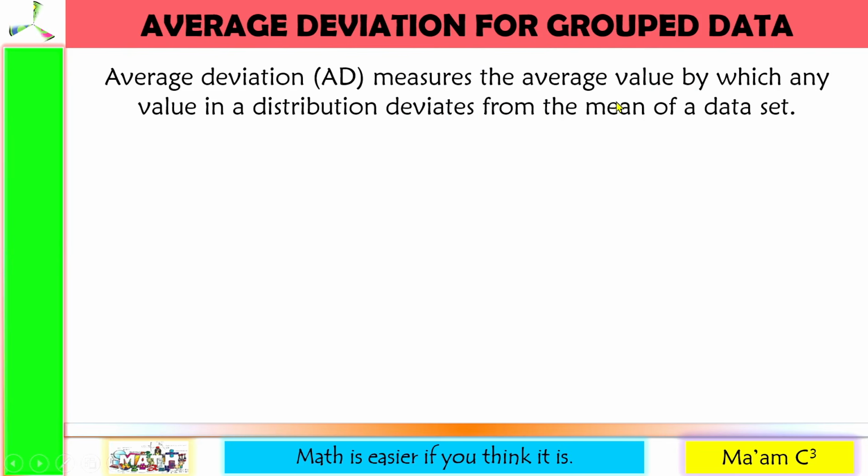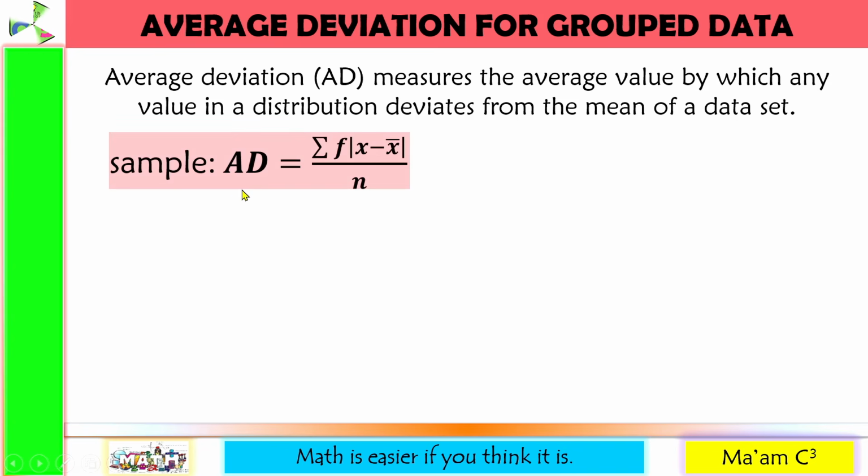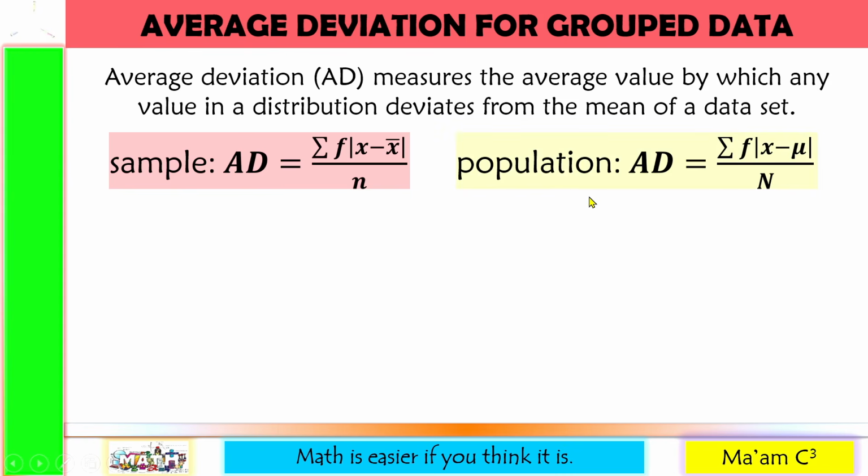The next measure of variability is the average deviation. It measures the average value by which any value in a distribution deviates from the mean of a data set. We have two formulas. This one is for the sample average deviation, and this one is for the population average deviation.